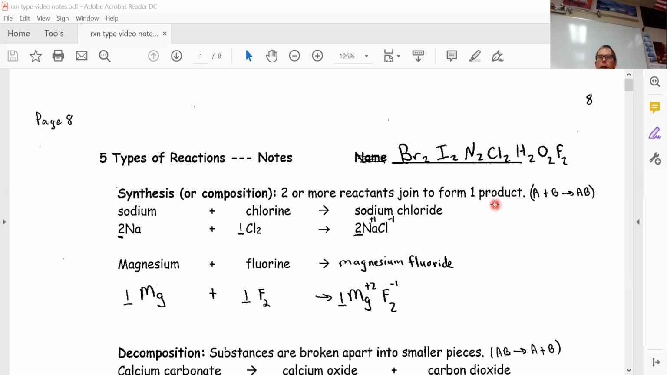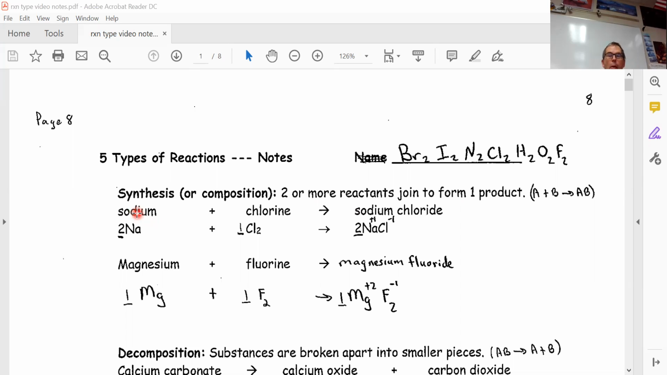So if you take your 2 pieces of bread and combine it with 1 piece of cheese to make a grilled cheese sandwich, that would be like a synthesis reaction. All right, let's take a look here. We have a couple examples.